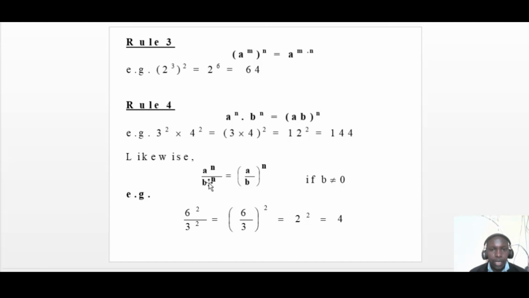Likewise, a raised to power n divided by b raised to power n is equal to a over b, everything raised to power n, since both of them are being raised to the same index or power, where b should not be equal to 0, because if b is 0 here, then this will not be defined. Another example: 6 raised to power 2 divided by 3 squared is equal to 6 divided by 3, everything again raised to power 2, since both of them are being raised to the same power, is equal to 2 squared, which will give us 4.